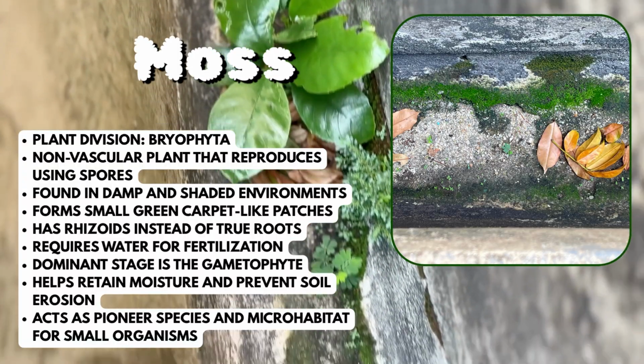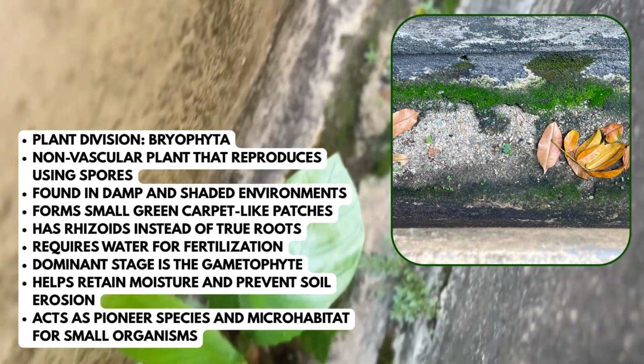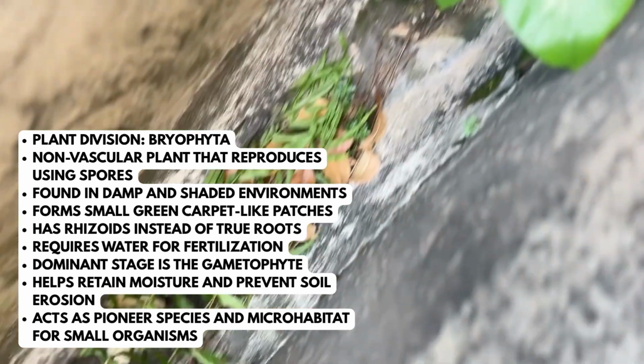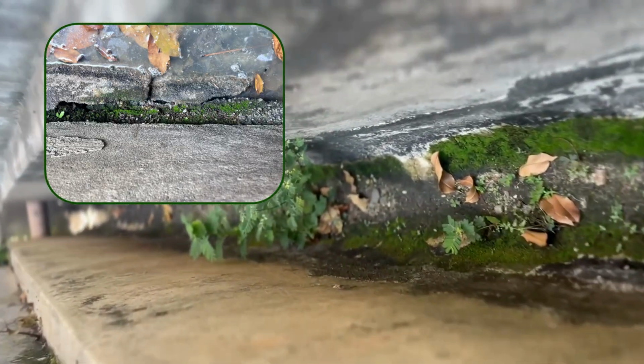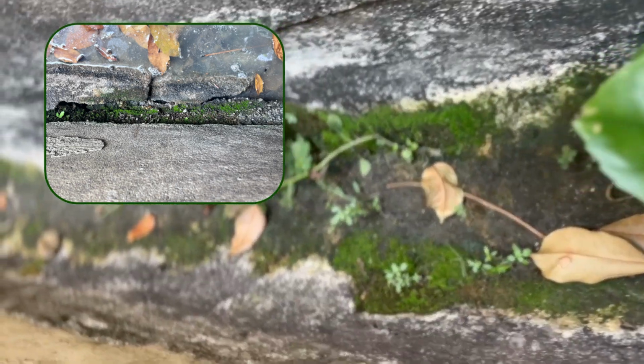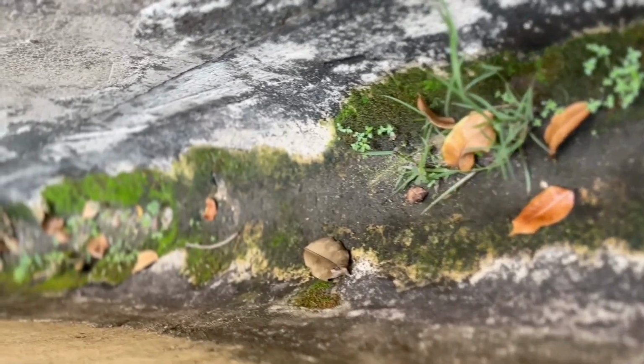This is moss, scientifically known as Funaria hygrometrica, found near the DK foyer drains. It belongs to the Bryophyta division because it is a non-vascular plant that reproduces through spores. Moss grows in damp areas, retains moisture, prevents soil erosion, and provides habitats for tiny organisms.